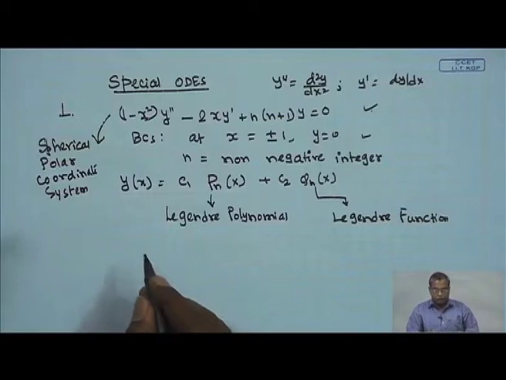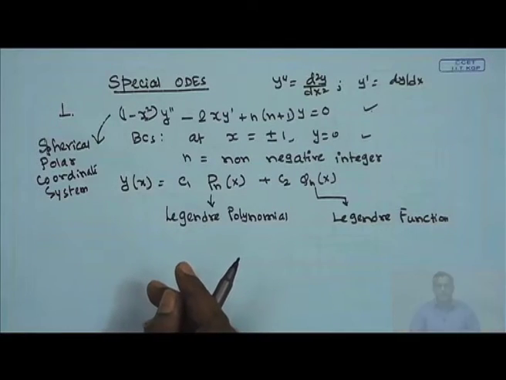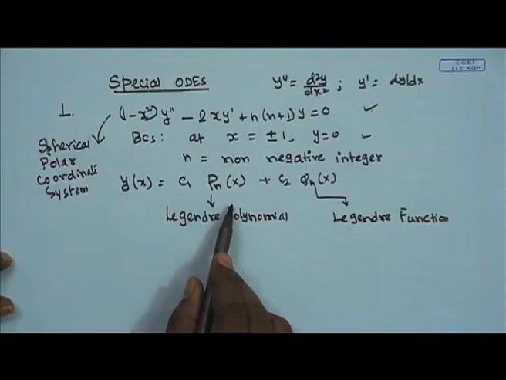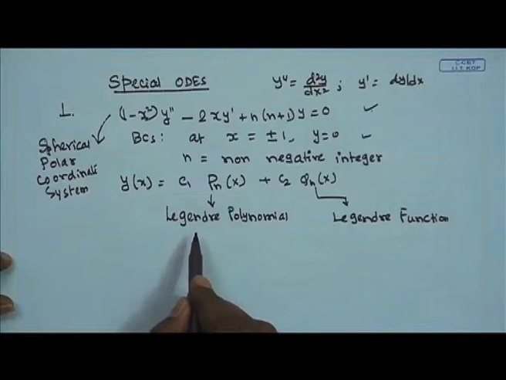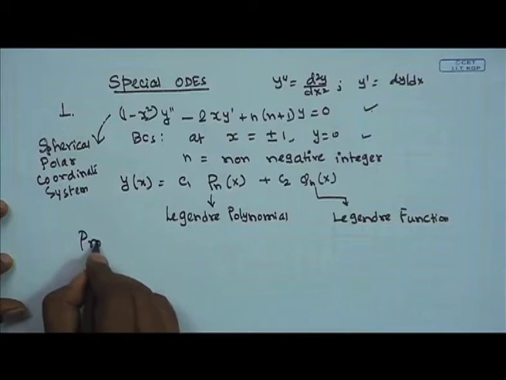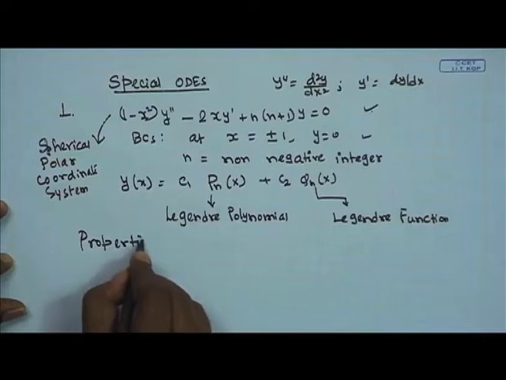Okay. The previous one that we discussed, d square y by dx square plus lambda square y equal to 0, one will encounter whenever we are talking about a Cartesian coordinate system. If you talk about the spherical polar coordinate system, you will encounter this type of equation. Now, the solution will consist of Pn, the Legendre polynomial, and Legendre functions. Then let us look into some of the properties of the Legendre polynomial.